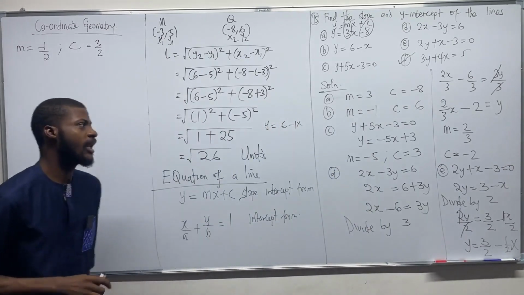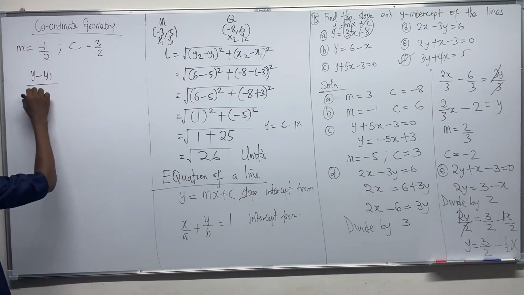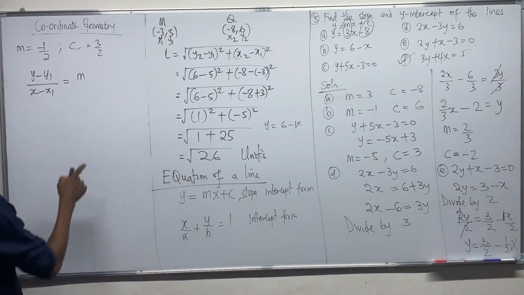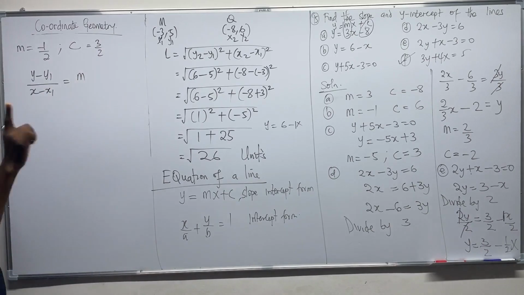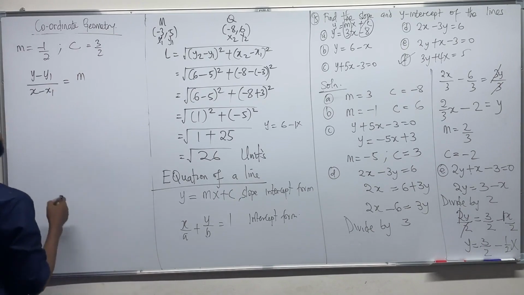So this is the first formula to find the equation of a line. y minus y1 over x minus x1 equal to gradient. So we call this the 1 point form. 1 point because you have just x1, y1.